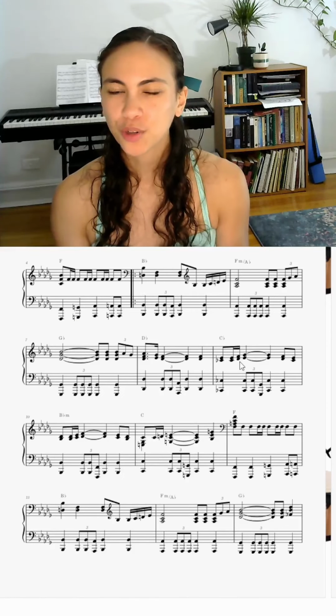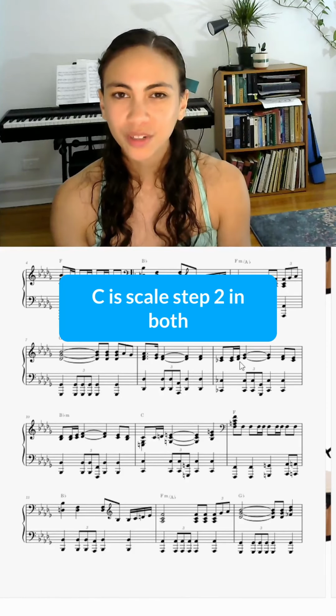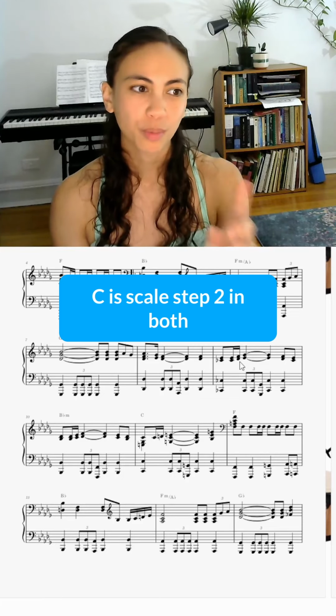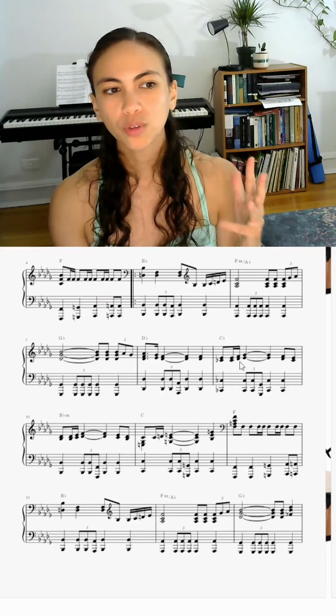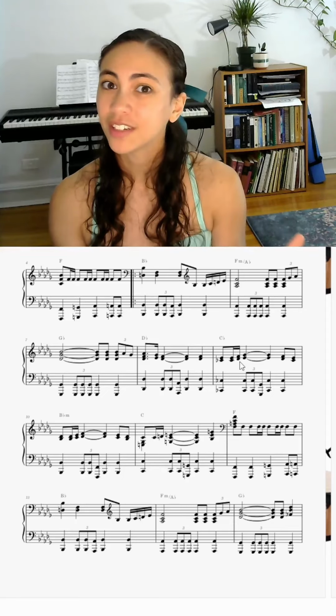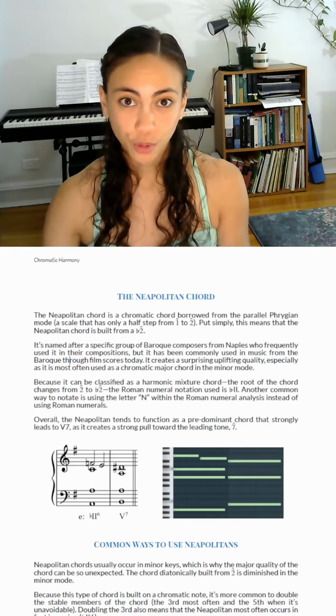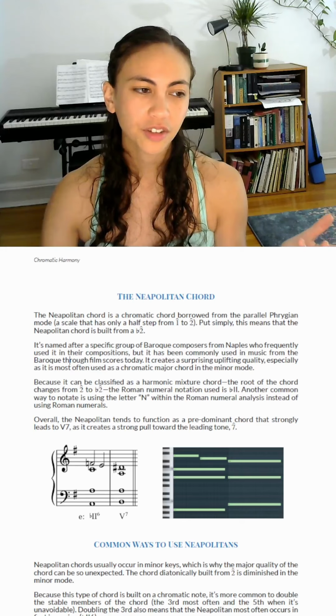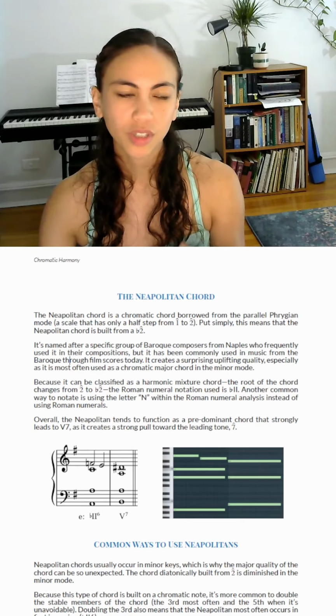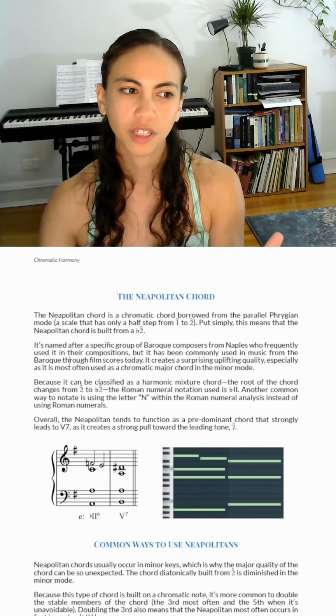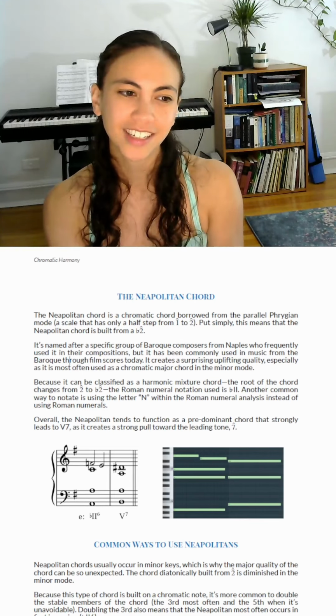If you're familiar with tonal harmony at all, you might notice that C is scale step 2 in both B flat major and B flat minor. Lowering the C by a half step could give us a Neapolitan chord. For those who don't know, a Neapolitan chord is a chord built from a lowered scale step 2 that usually functions as a predominant, which just means it steps very nicely into the 5 chord.